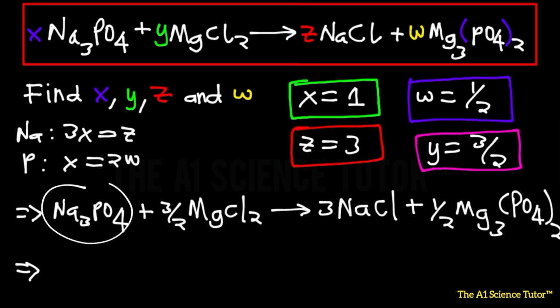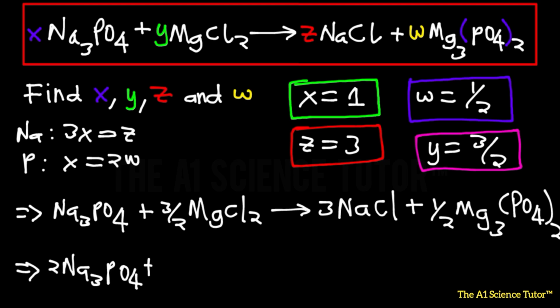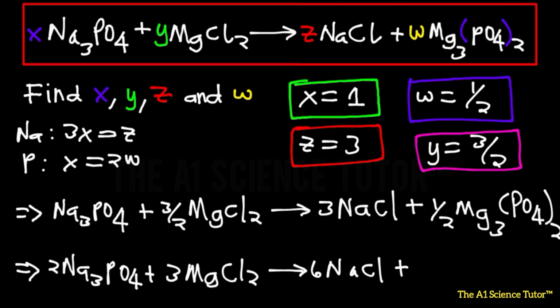So if we multiply this by 2, that will be 2 sodium phosphate. And then if we multiply 3/2 by 2, that obviously helps for the 2 in the denominator part of the fraction to be eliminated. So we're just going to have a 3. So that will be 3 MgCl2. Then here we're going to have this 3 multiplied by 2. That gives us a 6. So that will be a 6 sodium chloride. And here we're going to have 2 multiplied by a half, which is a 1. So that will be Mg3(PO4)2.